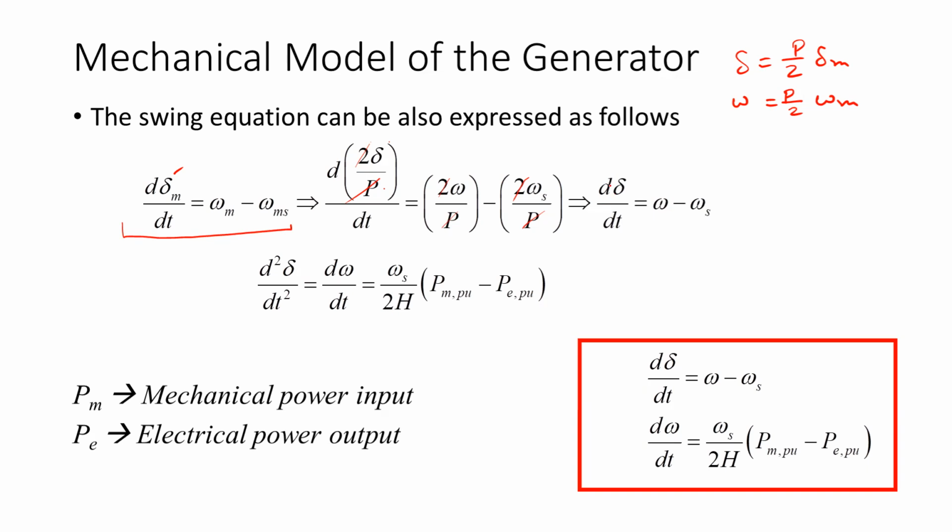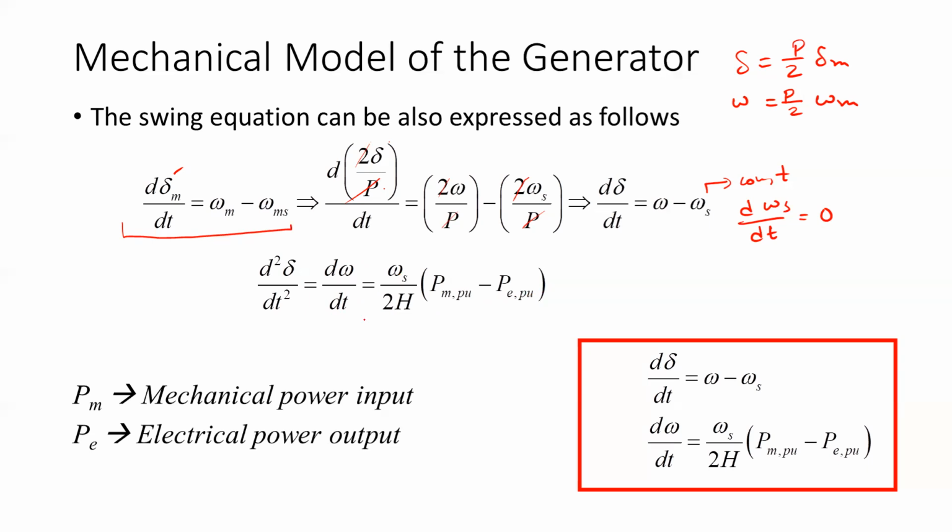Now if you do double differentiation, that is d squared delta by dt squared, then you know that omega s is constant. So if this is constant, then d omega s by dt will become 0. So what you have, d squared delta by dt squared, is essentially d omega by dt. And in your previous slide, you saw that d omega by dt is equal to omega s by twice H into Pm minus Pe in per unit.